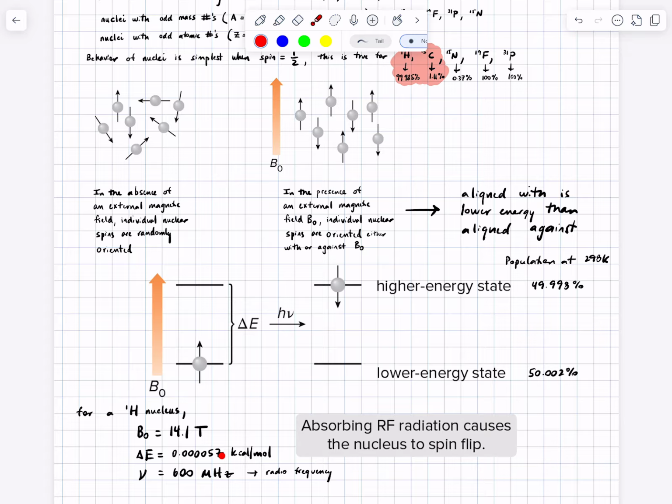Very small difference. Now, based on this number, we could calculate what kind of frequency of light could excite a transition from one state to the other. And the answer is radio frequency. So remember we talked about UV light and visible light exciting an electron from HOMO to LUMO. That's jumping up about 80 to 100 kilocalories per mole. We said infrared light was good for exciting vibrational transitions. We're now not even infrared or even microwave, we are radio frequency, so fairly low energy light.